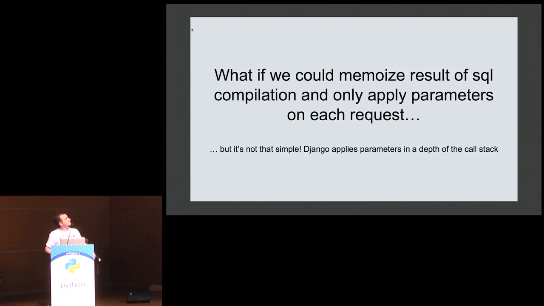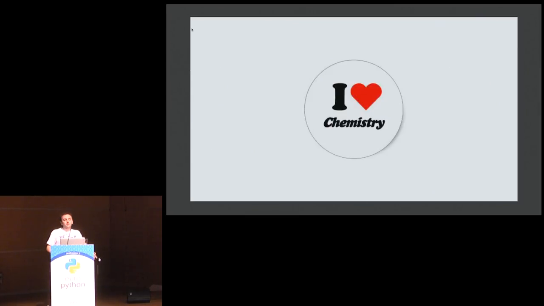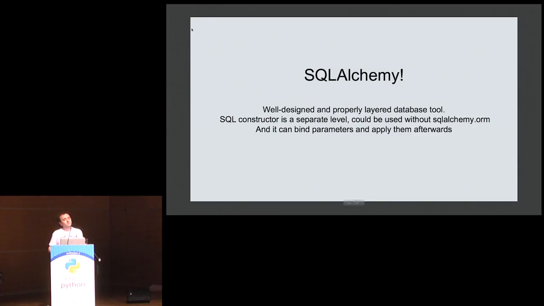And what if we could memorize the result of SQL compile and apply parameters after? But it's not so easy in Django because Django does parameter applying in the depth of the call stack, and it's not a layer to be used in this way. But there is an alternative, and let's do some chemistry. There is a thing called SQLAlchemy, you know.